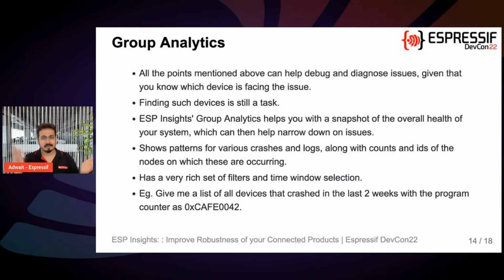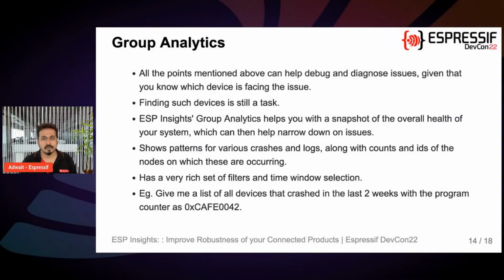Group analytics is another important feature that we have developed. As I mentioned, if you already know a problematic node, it is very easy to go to that node and take a look at the logs, the metrics, and the variables for it. If you're not aware of which of, say, thousands of nodes in the field are behaving unexpectedly or crashing, then this is the feature that helps you reach those nodes. It provides a set of extremely rich search filters wherein you can write a query and get a list of nodes that satisfy those filters.